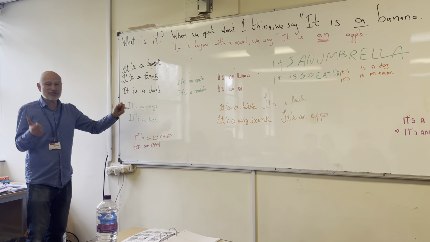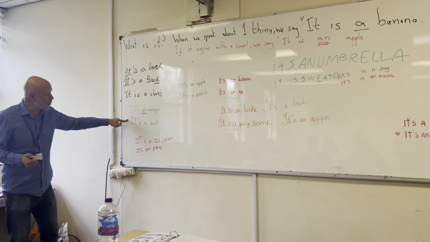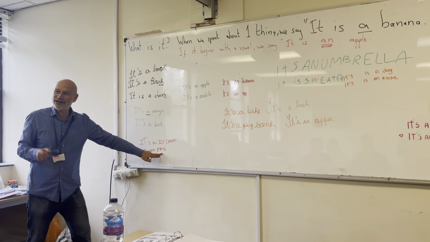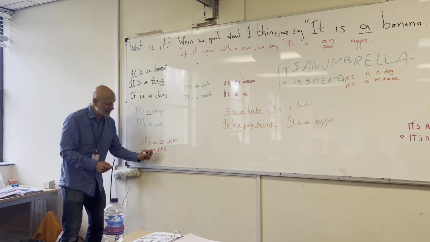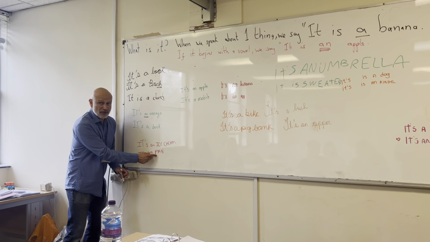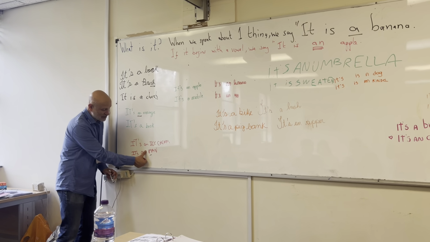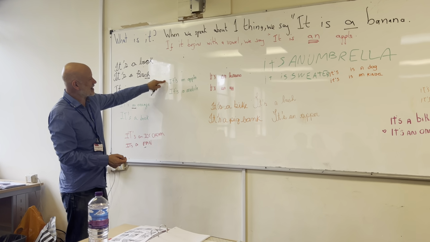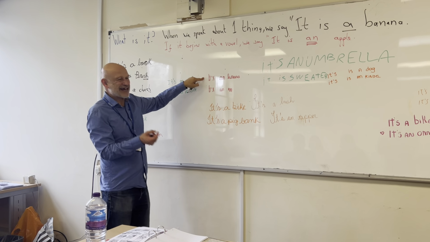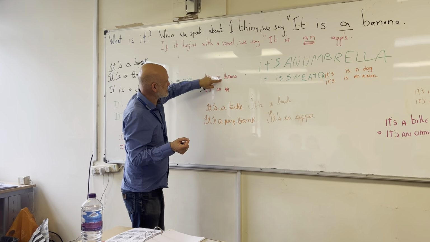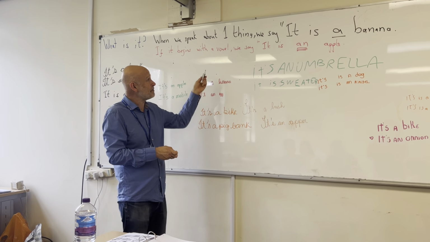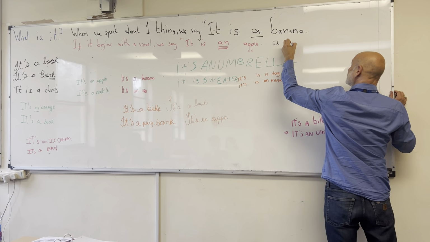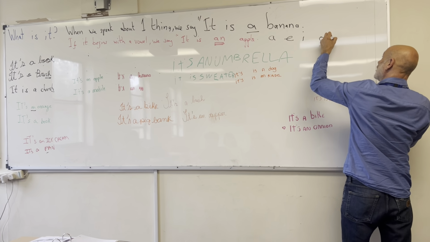Remember an orange, that's really good. It's an orange, it's a book. It's an ice cream, well done. It's a pan. Remember, if it begins with a vowel, we say an, but if it begins with a consonant, we have to say it is a pan. So remember that. It's an apple, it's a mobile, it's a banana. Remember the vowels are A, E, I, O, and U.